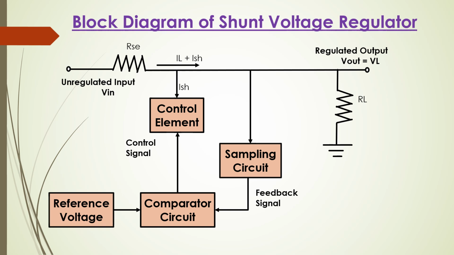The control element produces a signal which controls the increase or decrease in the output side or even in the input side. So we basically have an unregulated input V in and a series resistance here, and the regulated output on this side, V out equal to VL, and a load resistance RL. This is the feedback signal, this is the control signal, and this is the shunt current. The total input current will be the summation of the load current and the shunt current.